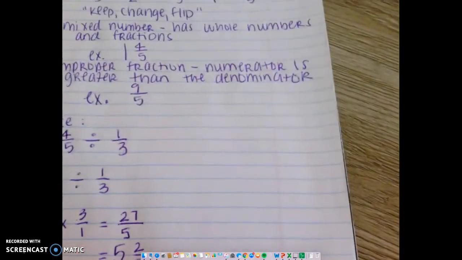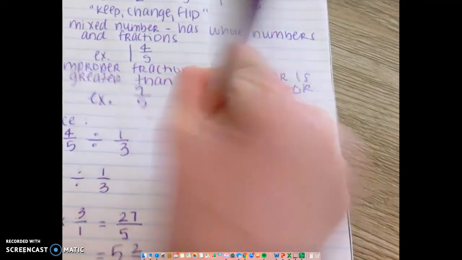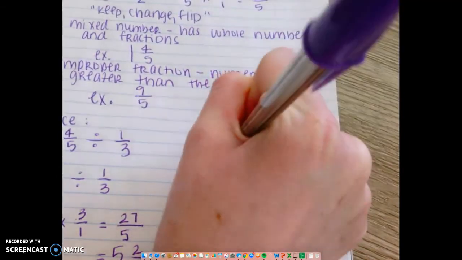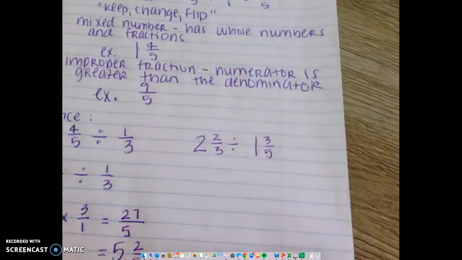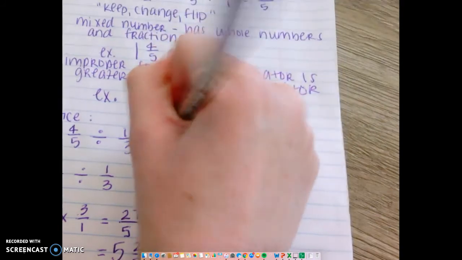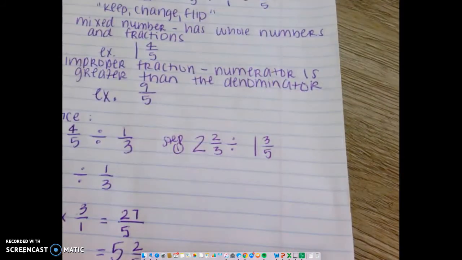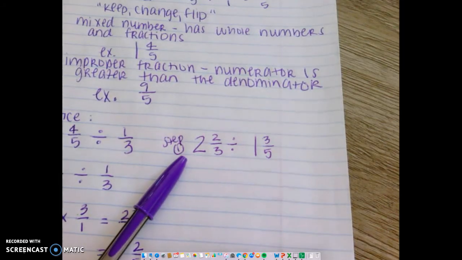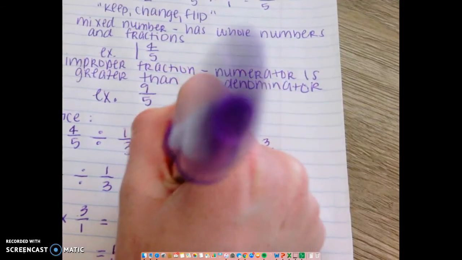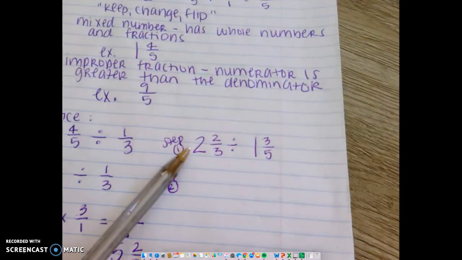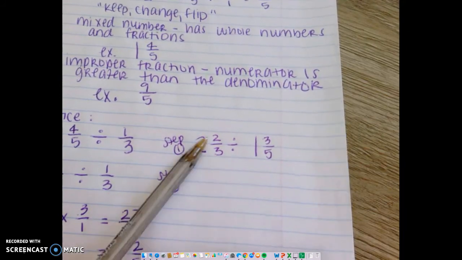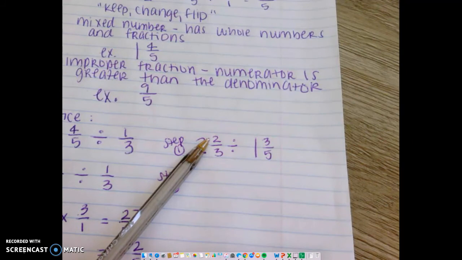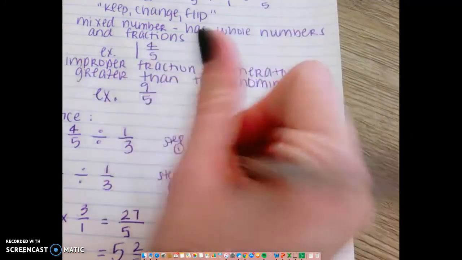Let's do one more. If I had 2 2/3 divided by 1 3/5. The first thing, so this is step 1, our problem. Step 2, we are going to rewrite our mixed numbers as improper fractions. So step 2, I'm going to multiply whole number times denominator. 2 times 3 is 6, plus my numerator is 2. So 6 plus 2 is 8.